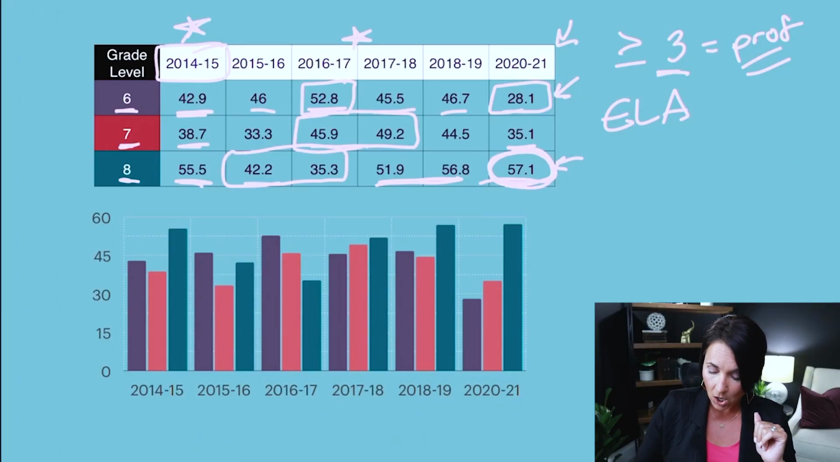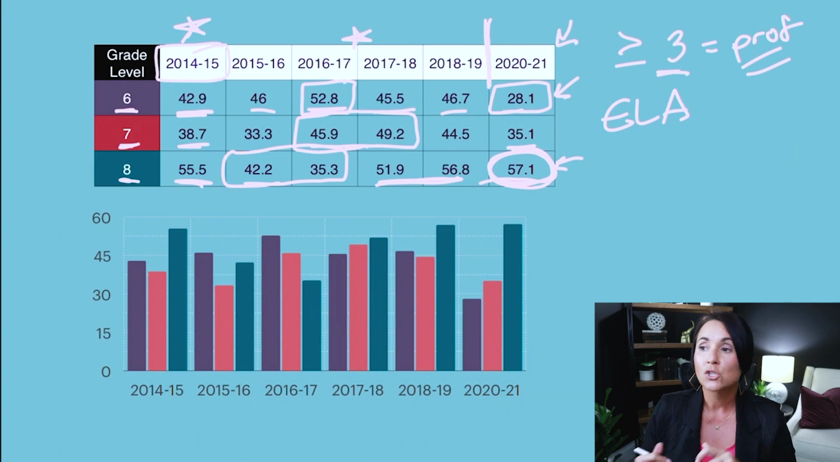Now notice we are missing a year right here. We're missing 2019 to 2020, and that is because in my state, they did not do standardized testing that year because of the pandemic. They weren't in school. Schools were shut down in March, April, and May, so there was no test. So that might be something you want to discuss. You might just want to bring it up in your writing, or not, whatever.